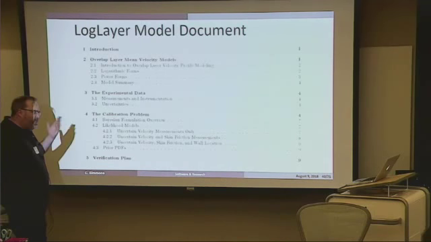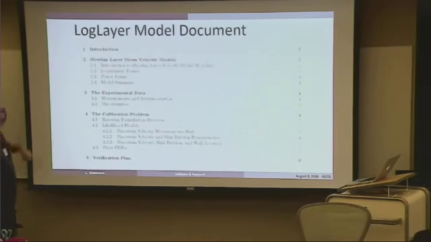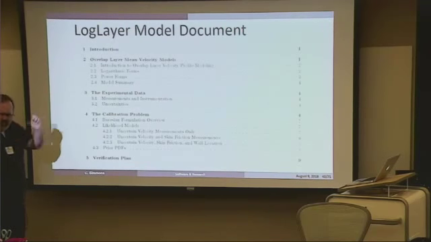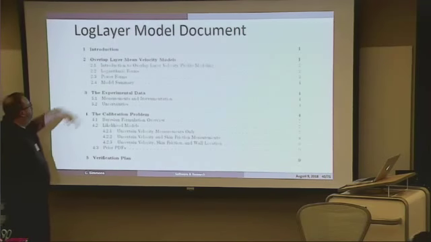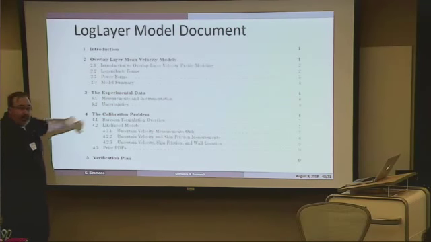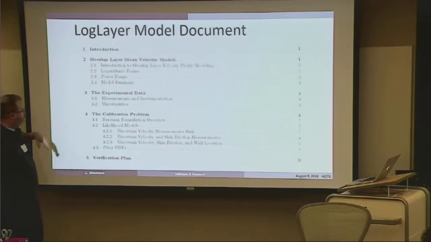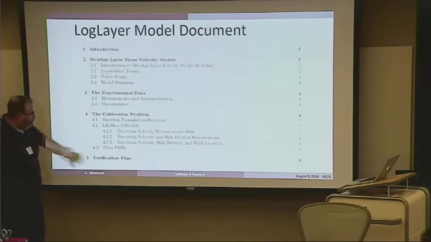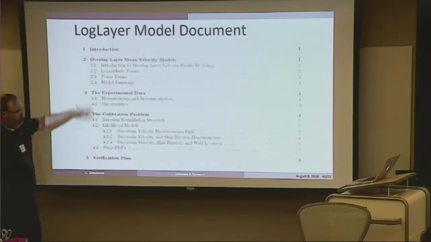All right, so here's an example of a model document. It doesn't mean it has to be long. So here's one we were doing on a log layer validation, like a turbulent boundary layer problem. The model for the overlap layer mean velocity models, the data we're using as part of the Bayesian inference problem, the Bayesian calibration problem, and our verification plan. So, 10 pages or so.